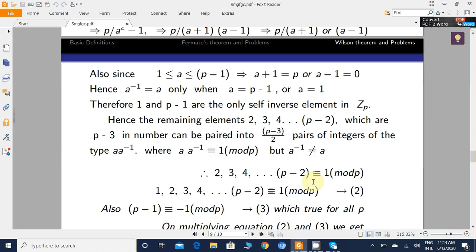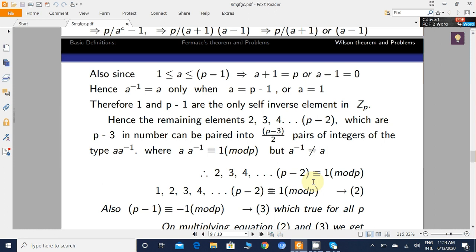Also, since the integer a lies between 1 and p minus 1, it follows that a plus 1 is congruent to 0, otherwise a minus 1 is equal to 0. Hence, a inverse is equal to a only when a equals p minus 1. That means a, when plus 1 comes to the right hand side, becomes minus 1. Otherwise, a minus 1 is equal to 0, otherwise a equals 1. Therefore, 1 and p minus 1 are the only self-inverse elements in Z_p. Z_p means the set of residues, and we are looking only at prime numbers.